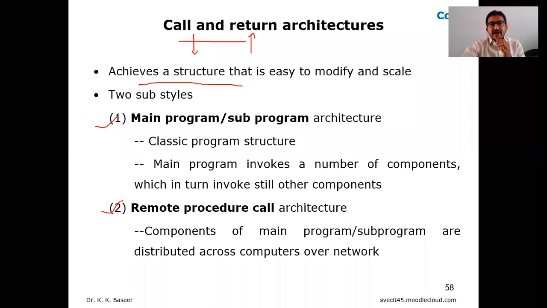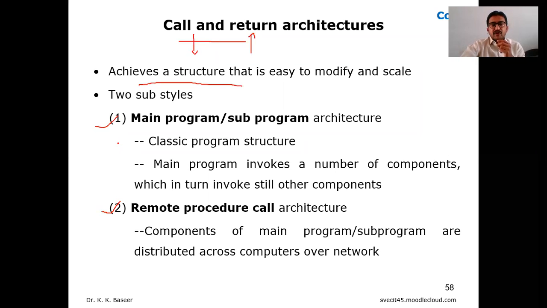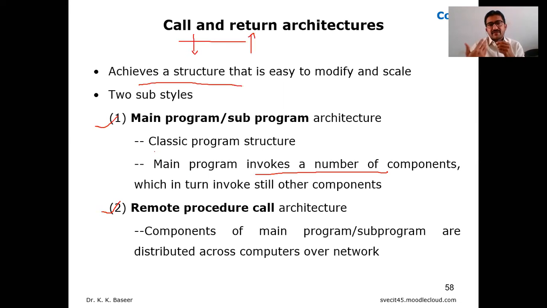Now coming to the main program and subprogram, just apply it to your Python program which has a function. Like in the main, we are going to call that function. So it is a classic program structure: the main program invokes a number of components. Invoke means it calls the different functions. Here a function, in Java, is a method, which you call with the help of object name dot method name.